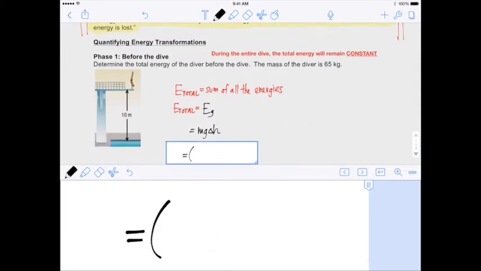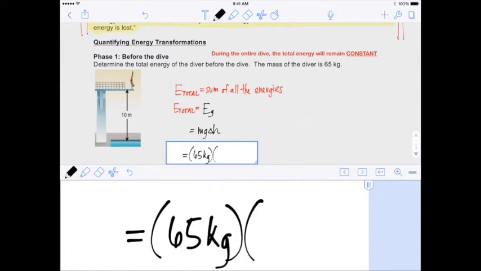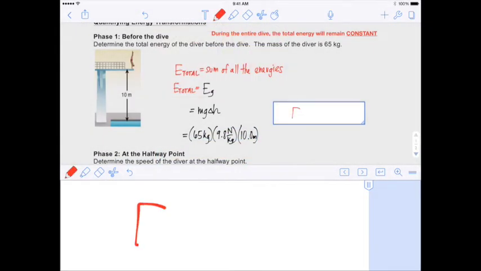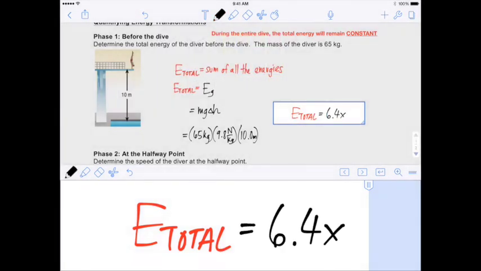Subbing and solving, 65 kilograms, 9.8 newtons per kilogram, and a height of 10 meters. The total energy is 6.4 times 10 to the power of 3 joules.